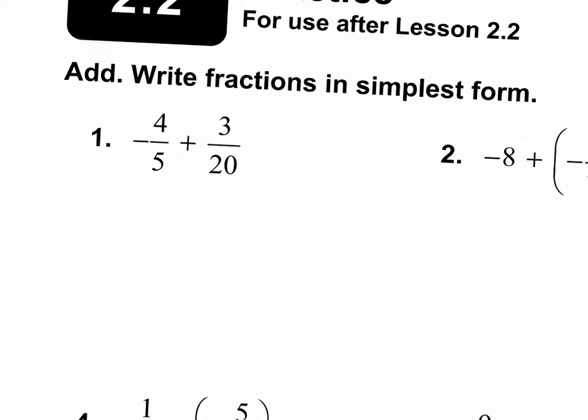The first step in order to add fractions is you have to have a common denominator. So my denominator has to be the same in order to add or subtract fractions. So I need to get the same denominator. So that's a 5, that's a 20. 5 can go into 20 four times, so the common denominator between the two is 20.